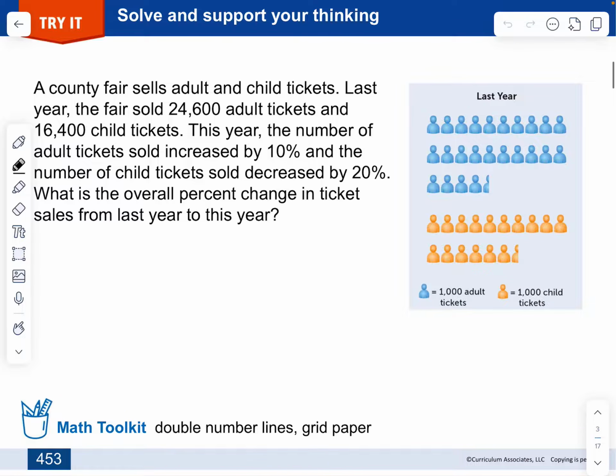On page 453, a county fair sells adult and child tickets. Last year, the fair sold 24,600 adult tickets and 16,400 child tickets. This year, the number of adult tickets sold increased by 10%.